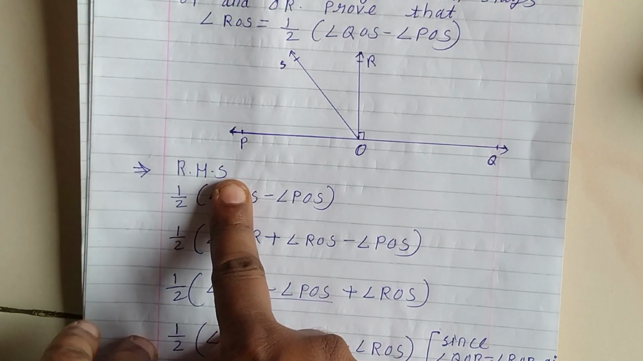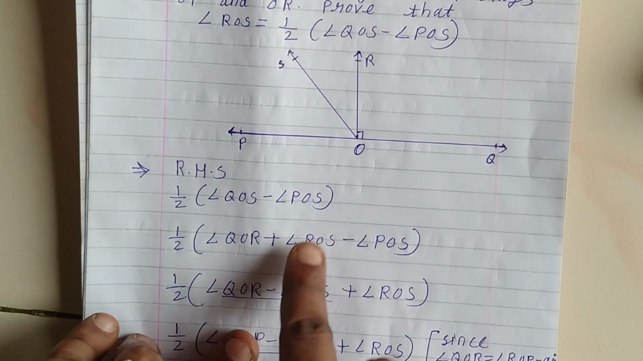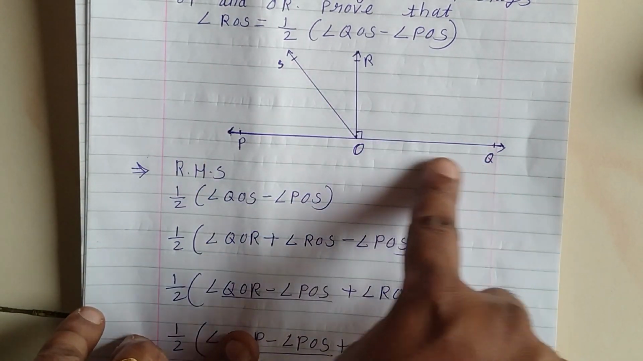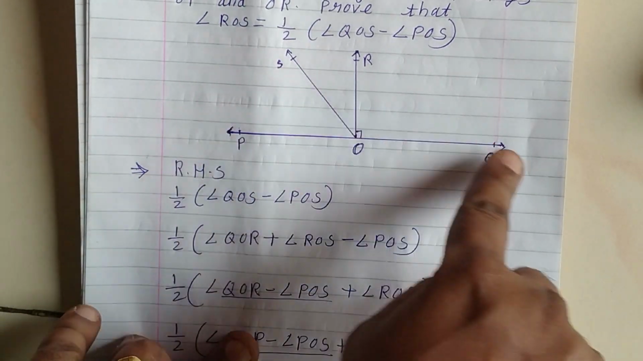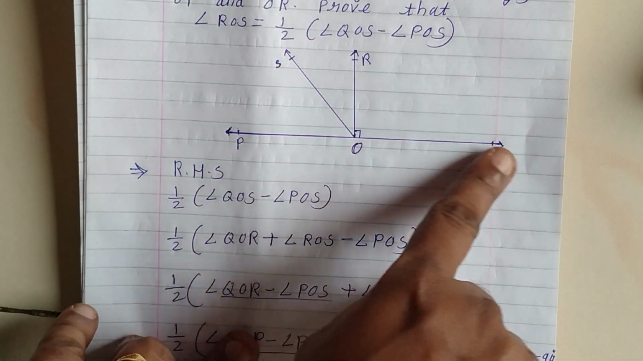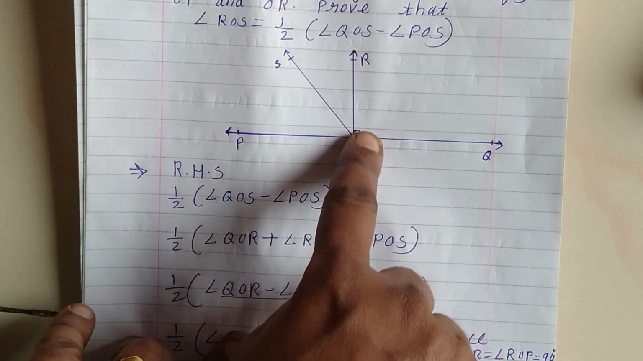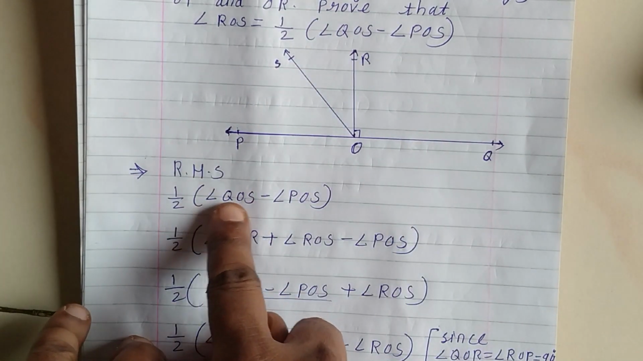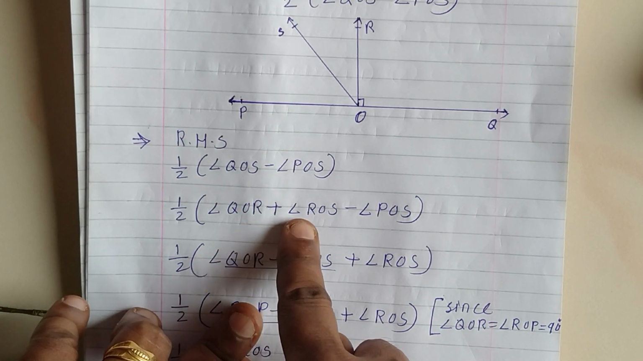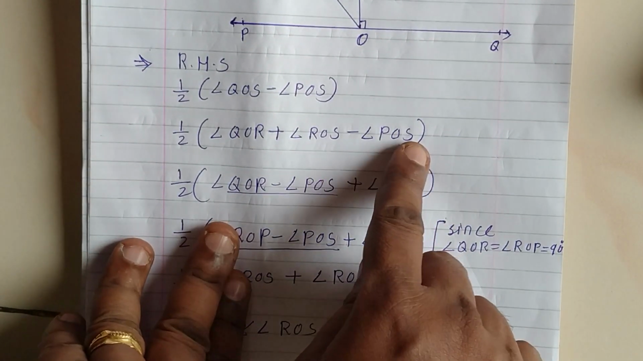Right hand side I am taking. What is the right hand side? Half of angle QOS minus angle POS. Now see, what is QOS? Now I am showing you QOS. Now QOS is nothing but the addition of angle QOR plus ROS. Again I am repeating, QOS is nothing but sum of the angle of QOR plus ROS. So in place of QOS I will write angle QOR plus angle ROS, and minus POS will be as it is. Okay, now next step.